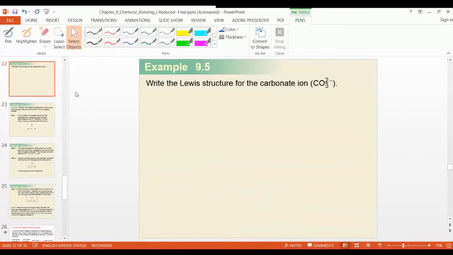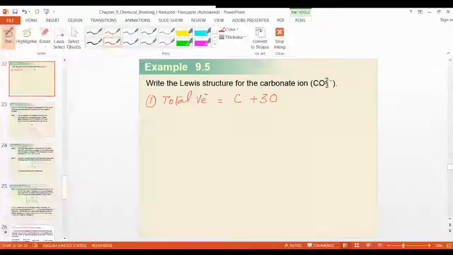Carbonate. Now please look at carbonate. Number 1, total valence electrons you have to write. For carbon plus oxygen, how much? 3 oxygens, and this is 2 minus, right? 2 minus means this electron is received or lost? Just tell me now. Received. It means you have to add 2 electrons in the formula.